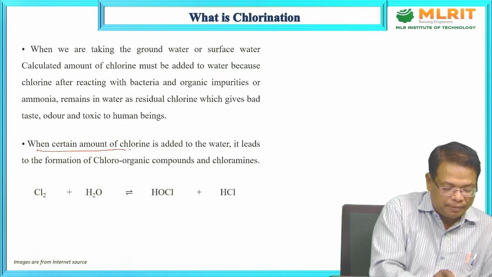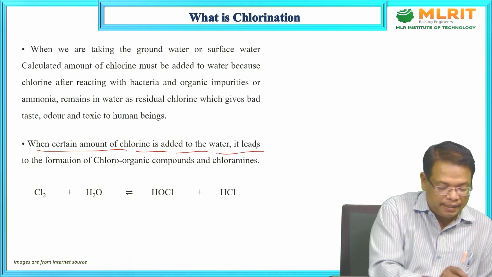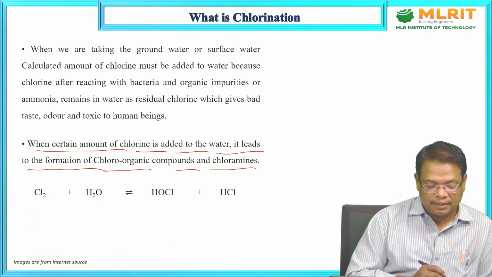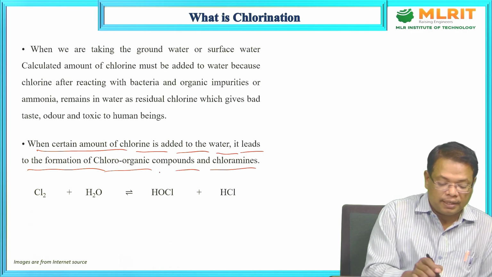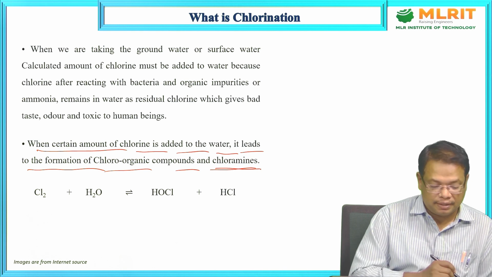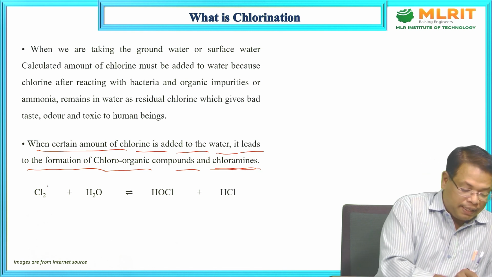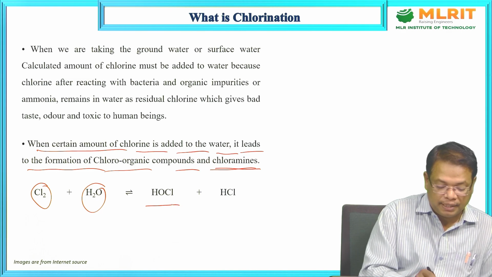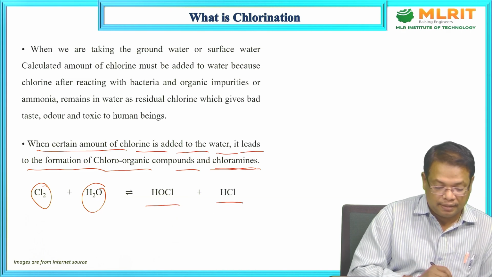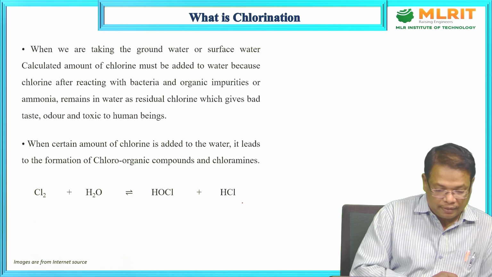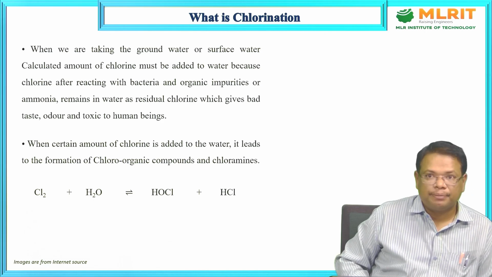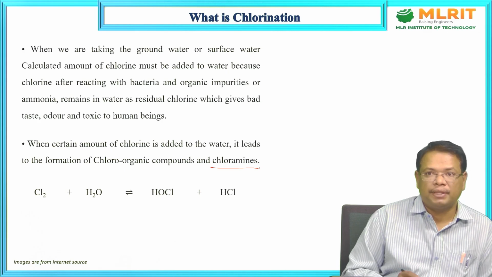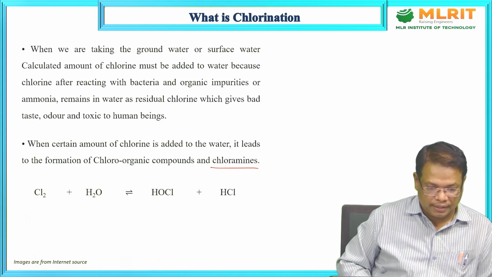When a certain amount of chlorine is added to the water, it leads to the formation of chloroorganic compounds and chloramines. So Cl2, H2O, as we discussed earlier, gives HOCl, hypochlorous acid, and HCl. Further, we will check how the chloramines are formed in chlorination.